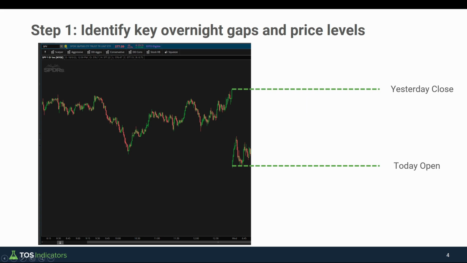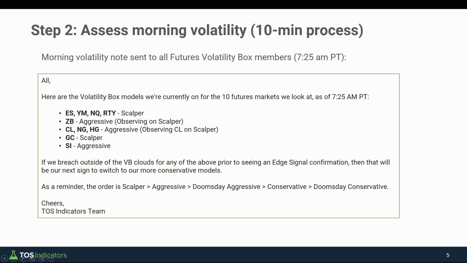We move on to step number 2, which is assessing morning volatility. Now here's the morning volatility note we sent to all of our Futures Volatility Box members this morning. This was sent at 7:25 a.m. Pacific, and this very clearly tells you what each market is in terms of volatility box models. Now we're paying attention to the S&P here, so that's ES Futures, where we can see the S&P, the Dow, and the Nasdaq were all on their scalper volatility box models.